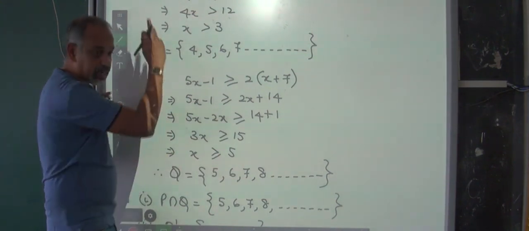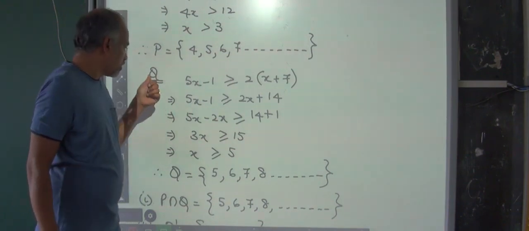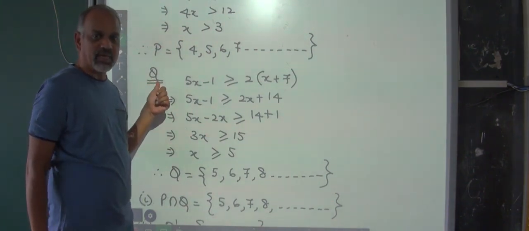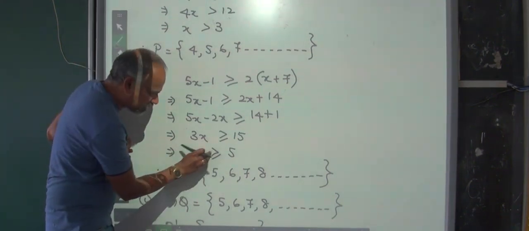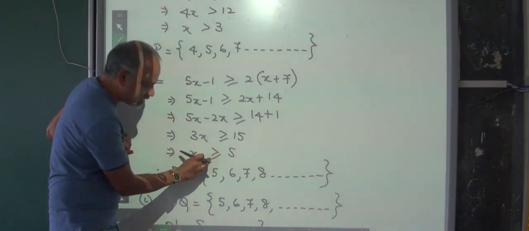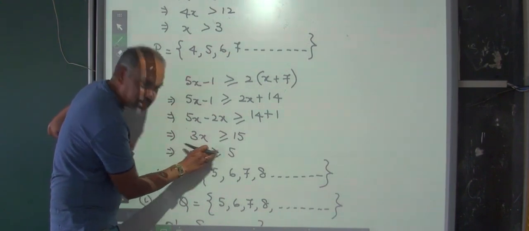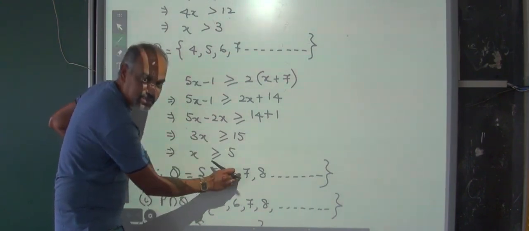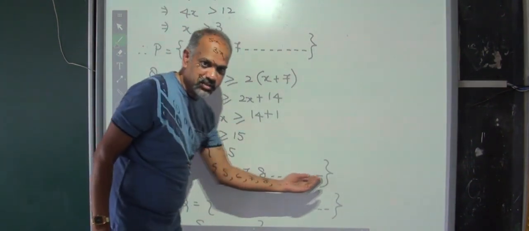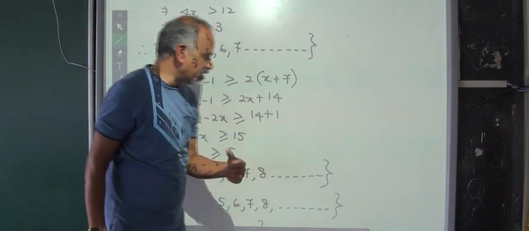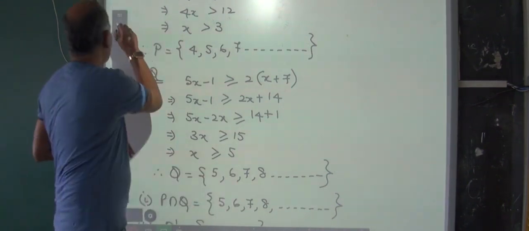That's the solution. Again, x belongs to natural numbers, therefore you can write this as a set. Okay. But the solution set is represented as Q. So Q is equal to, now read this, x is greater than or equal to 5. It is equal to 5, therefore 5 is there. Greater than 5 means 6, 7, 8, 9, 10 and so on up to infinity. So I put dots after a few numbers. It's going up to infinity. So this is the solution for P, this is the solution for Q. Let's go back to the question.